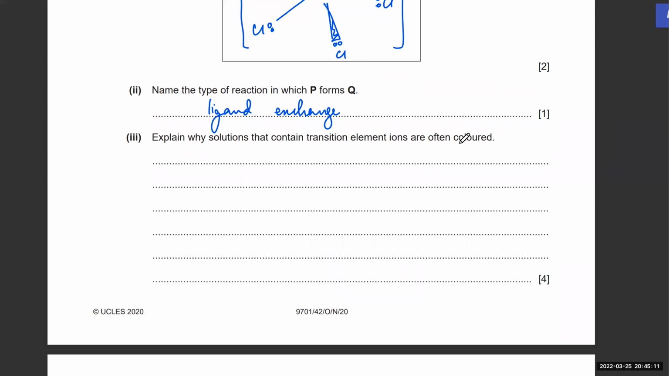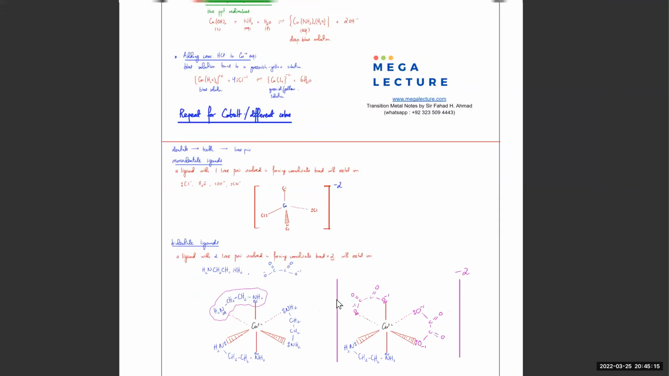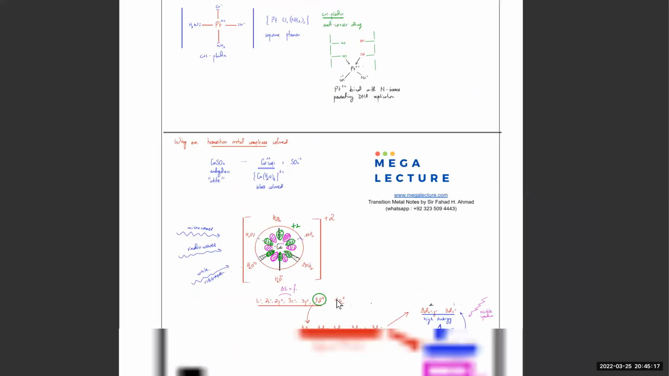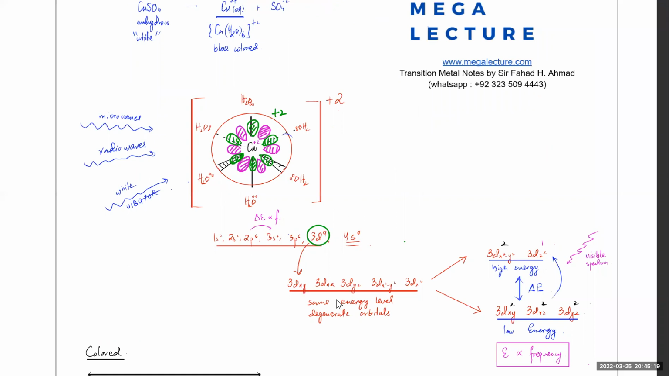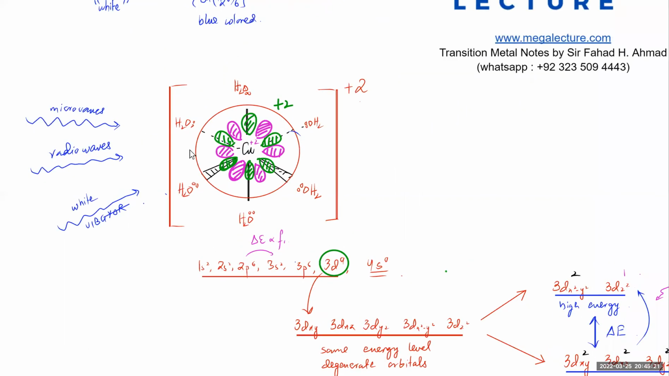Explain why the solutions that contain transition metals are often colored. So it's the same exact explanation. Why are transition metals colored? They're colored because when they get surrounded by ligands, the ligands create repulsion in the D subshell. So in some of the D subshells, the repulsion is higher because the ones that are facing the ligand, like if the water molecule approaches the molecule, it becomes harder to keep electrons in this 3D orbital.